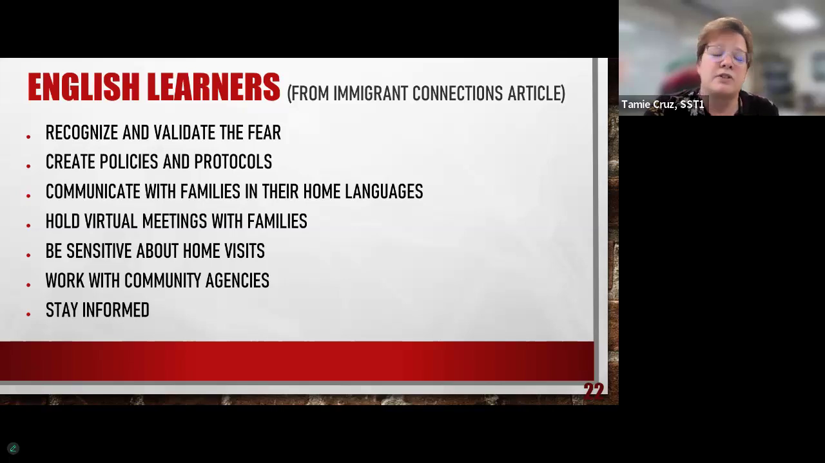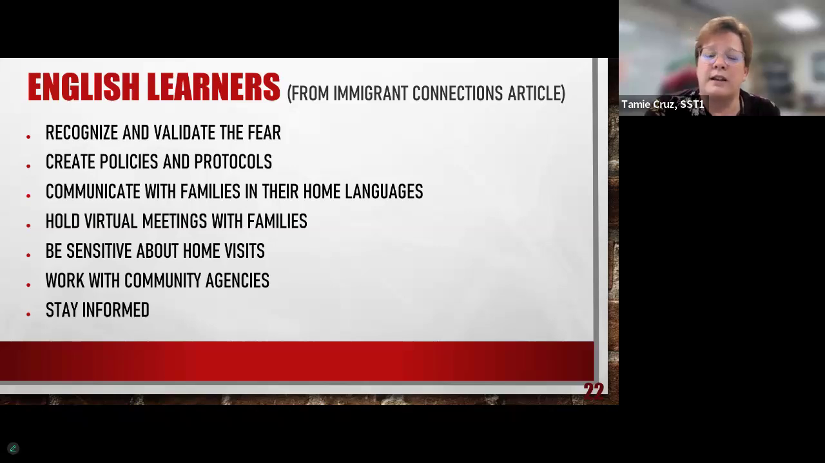We want to make sure we're communicating with families, preferably in their home language as much as possible, to help reassure them. You may need to hold virtual meetings with families, because they may be concerned about coming into the school building. And be sensitive about any home visits. Official looking people knocking on the door right now is not a good thing.